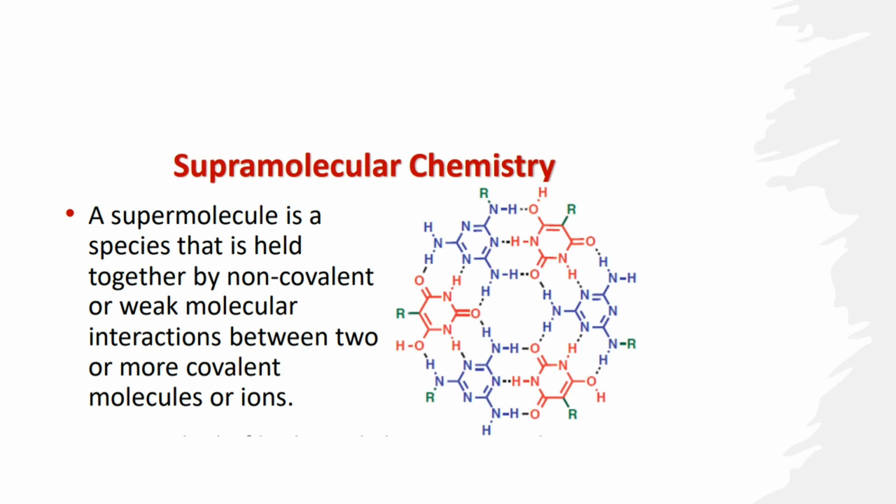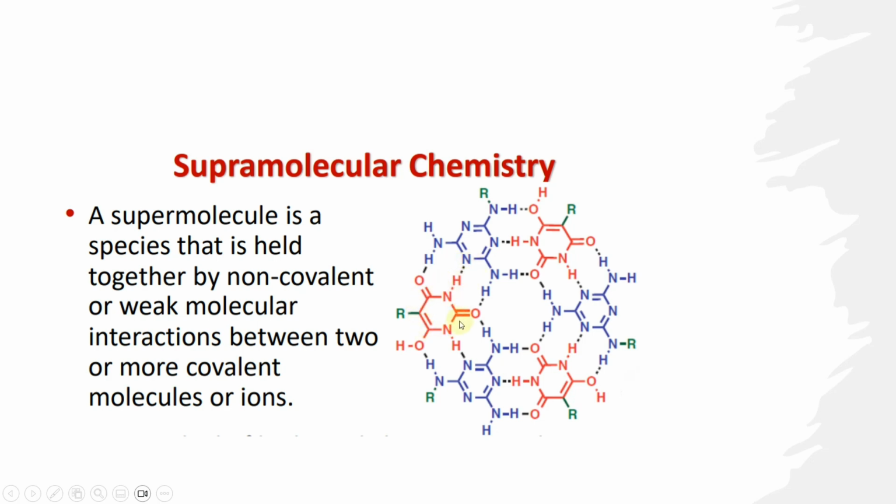So, moving on towards what is a supermolecule? Well, a supermolecule is a species that is held together by non-covalent or weak molecular interaction between two or more covalent molecules or ions. So, take this example here. This is an example of a supermolecule in which all of the molecules are attracted towards their nearby molecule by non-covalent interactions, that is the hydrogen bond.